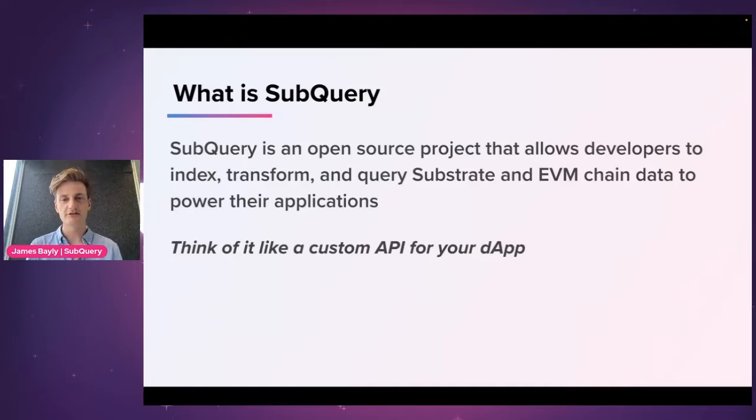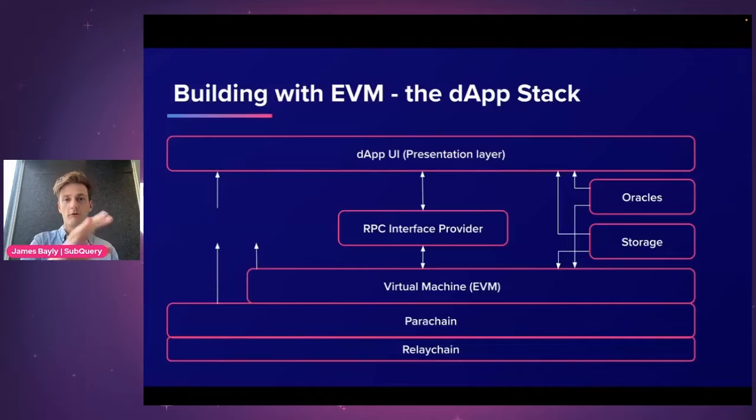So SubQuery is there to solve this. It's an open source project that allows developers to index, transform, and query Substrate and EVM smart contract data that power the applications. Think of it like a custom API for your dApp. It's a custom API that we use to build those UIs.